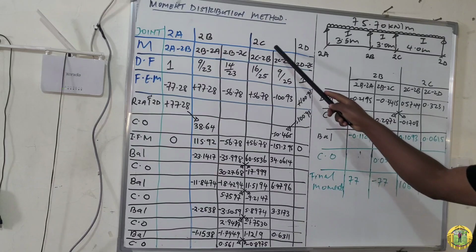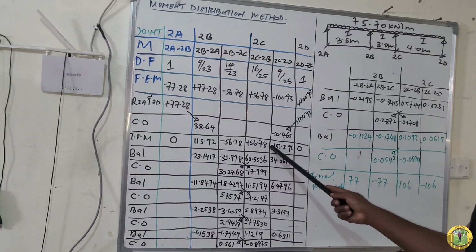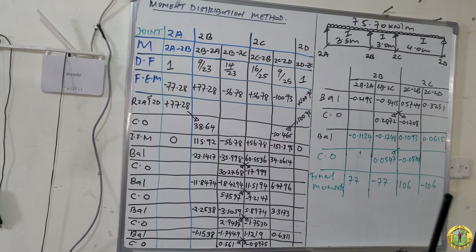And then you proceed to 2C. Again, you take positive 56.78 plus minus 151.395 and see whether it is 0. If it is not equal to 0, then that member is not balanced. Therefore, you have to balance. So 56.78 plus minus 151.395. This one is negative 94.615.